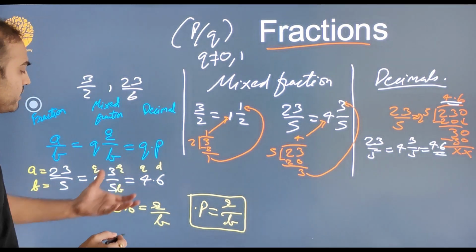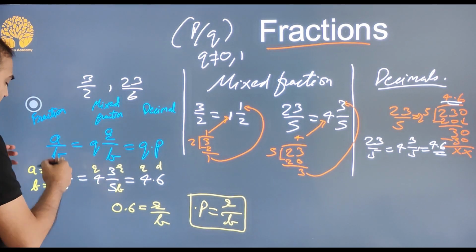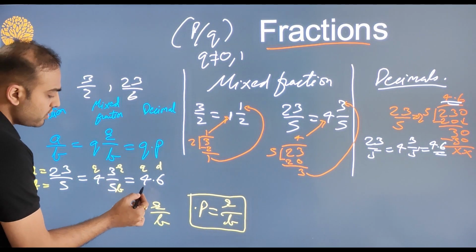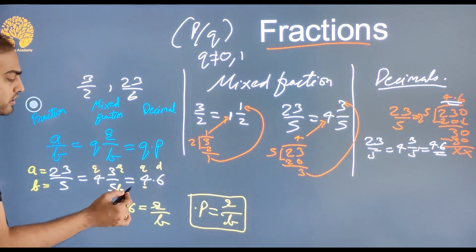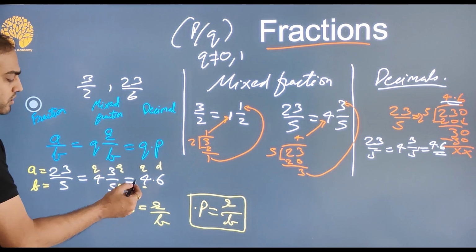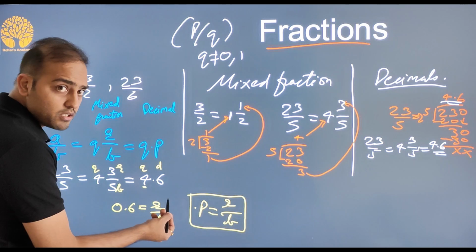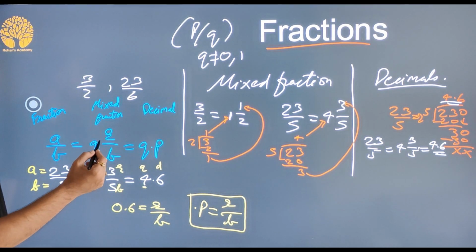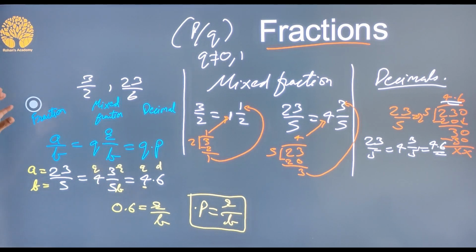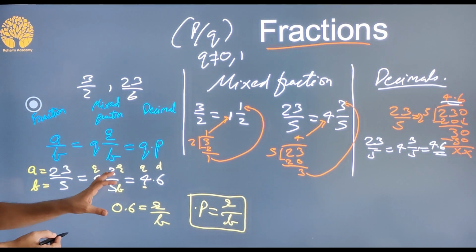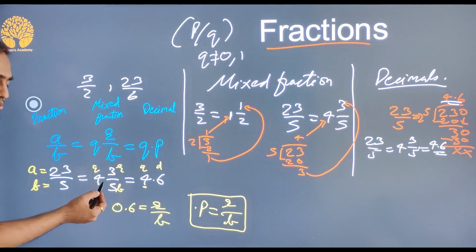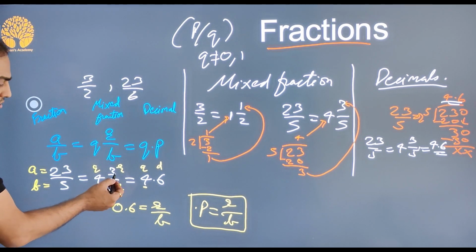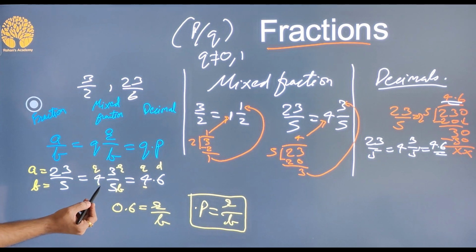And whenever you write a fraction as a decimal, the value before the decimal is your normal quotient. The value after the decimal comes from remainder divided by the divisor. If you're writing the same fraction in mixed fraction form, the value outside is your quotient, the value on the numerator is your remainder, denominator is your divisor.